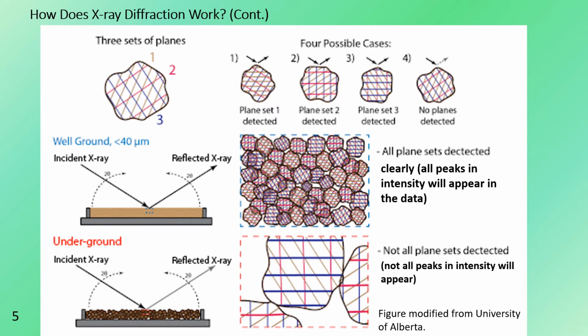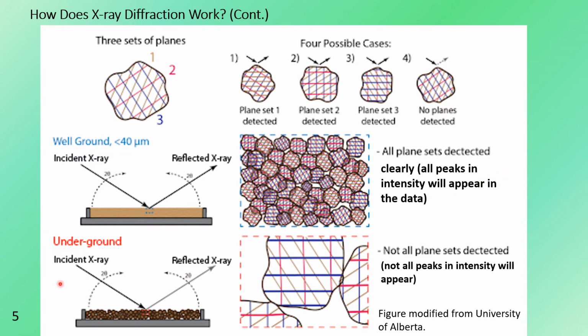The rest of this figure shows how different grain sizes affect measurement. For a hypothetical well-ground sample, the grains are small enough that there are lots of grains and lots of orientations being hit by the X-ray beam, so they all get a chance to diffract the X-rays, and they're all detected clearly by the instrument as a result. So if we were to look at the hypothetical data collected from this, all the peaks in intensity would appear in the data as they normally would.